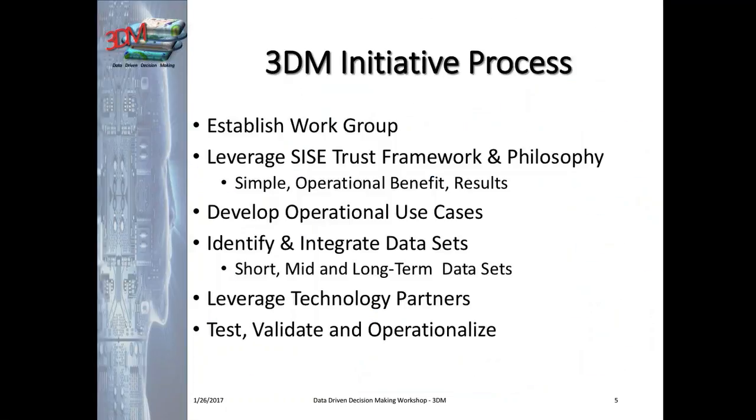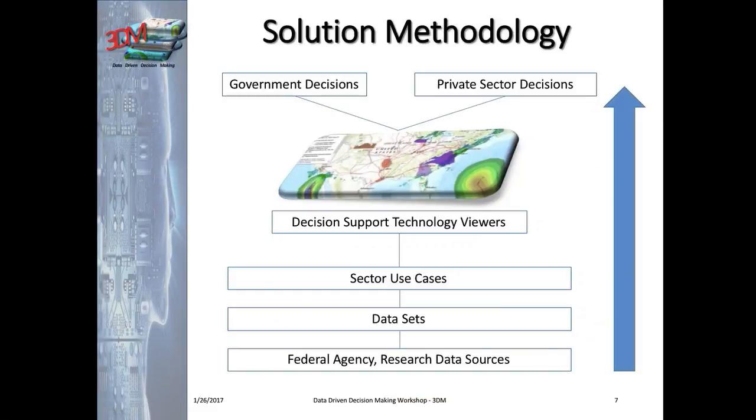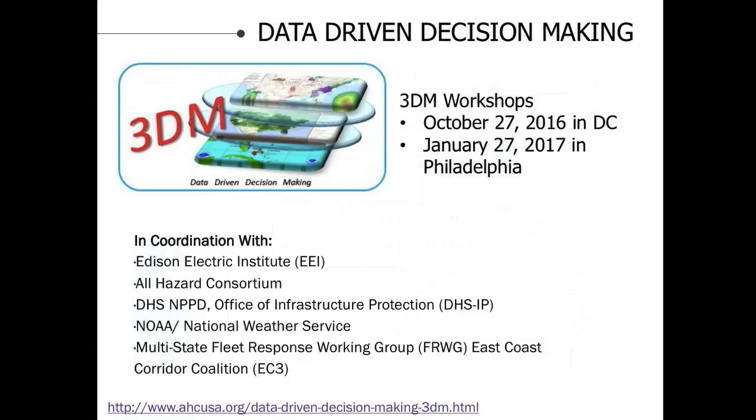So the data-driven decision-making process is to establish a work group. They have a trust framework that they're building. They're developing these use cases, and the use cases are really the glue between our community and these user communities, and then to validate and operationalize. And this shows sort of more of that glue. We're going to have another workshop in January, at the end of January. And so if at the end of this panel you're interested in working more on this activity, I would really welcome conversations on this and to see if it's a direction that we want to take the ESIP community.